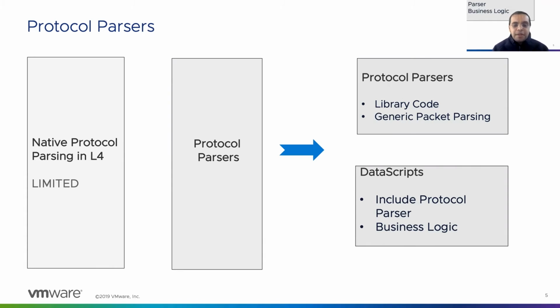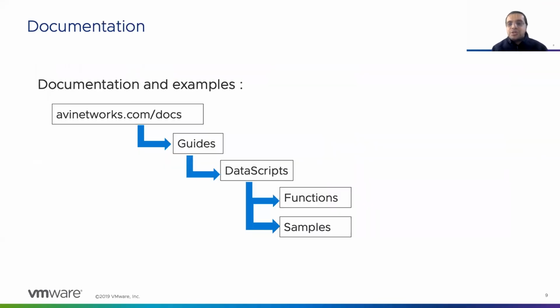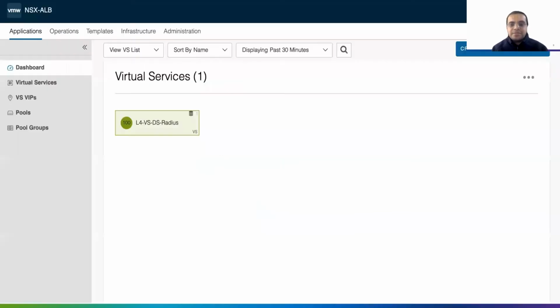Here is an example of a DataScript. Here, the default radius is the protocol parser, which is included as a library. The rest contains the business logic of the application. Thus, with a DataScript, we can load balance based on FTP username, radius attribute, so on and so forth. The documentation is present in the docs, guides, DataScripts, functions, and examples. Let's now jump to the configuration on Avi.